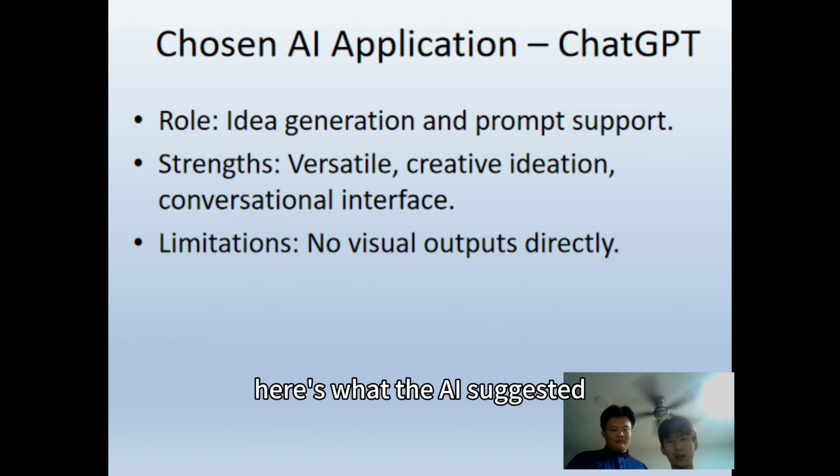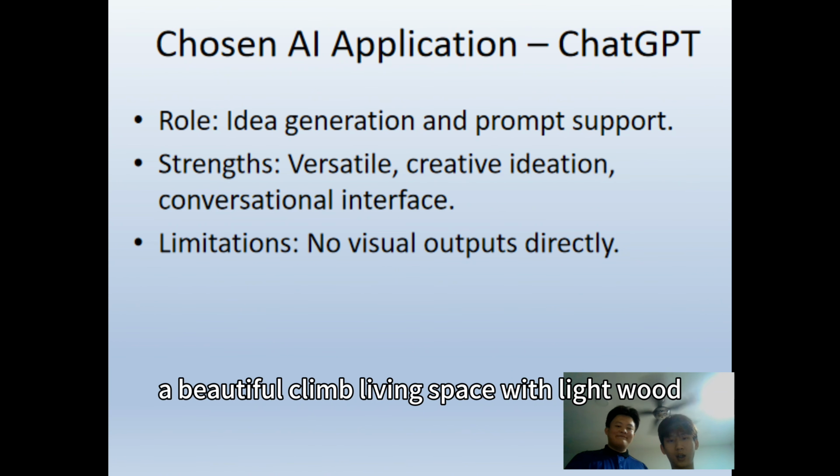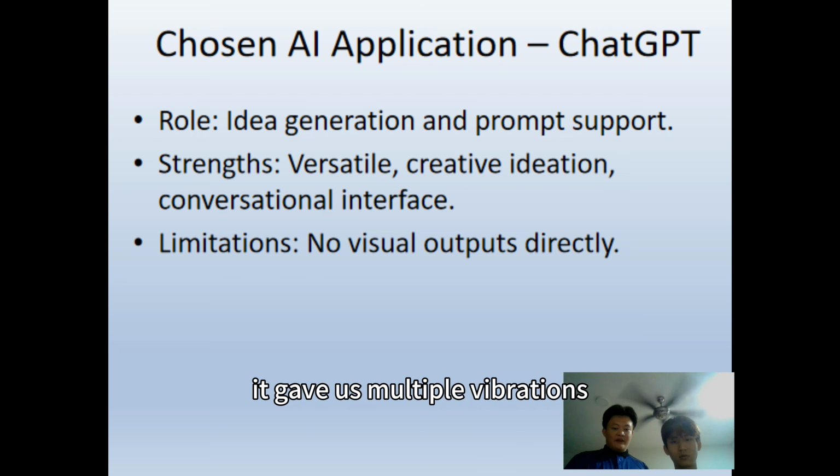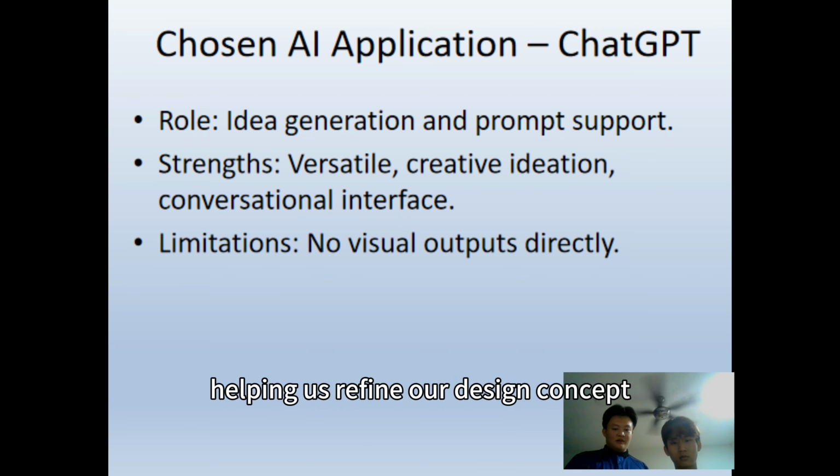Here's what the AI suggested: a beautiful, calm living space with light wood, clean lines, and nature tones. It gave us multiple variations, helping us refine our design concept.